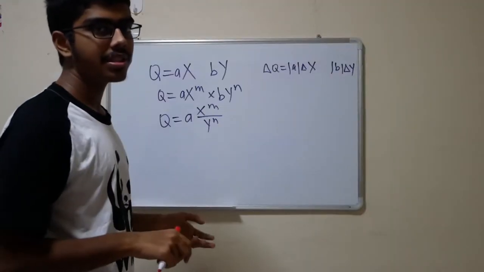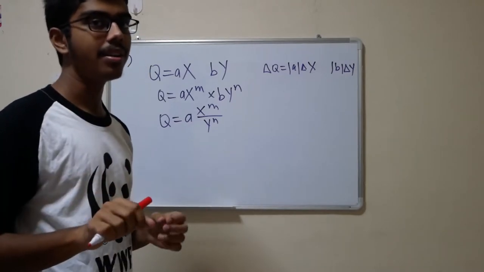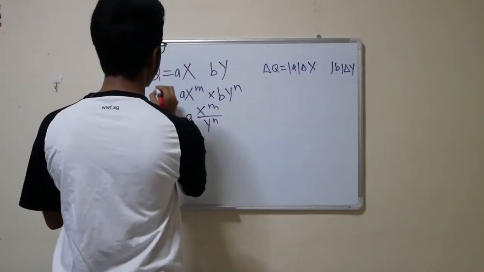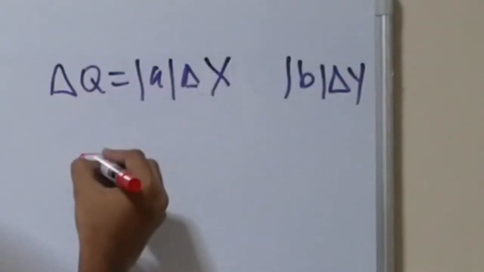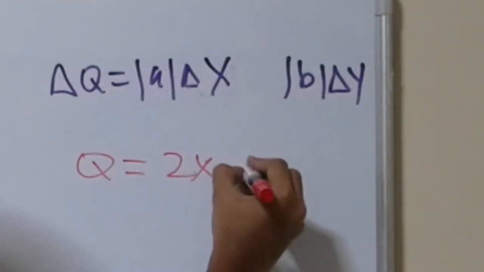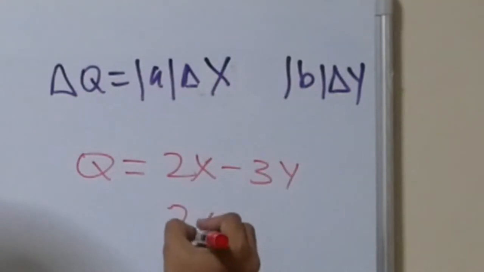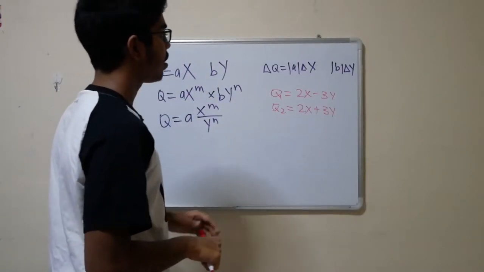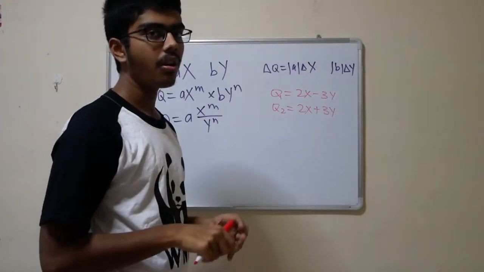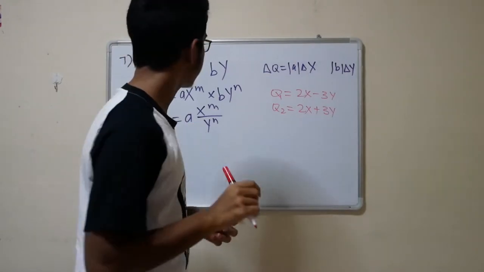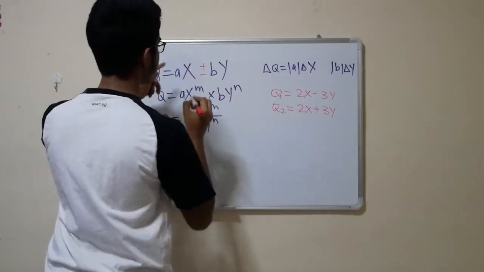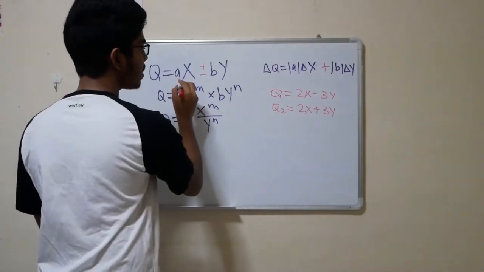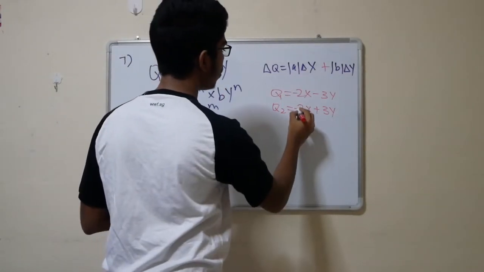Now I have concept number 7, which is like the 3 or 4 important formulas that you need to remember when finding the uncertainty. And they ask you this a lot of times in Cambridge questions. Number 1, they ask you some Q is equals to 2x minus 3y. And they ask you Q equals 2x plus 3y. This is Q2. What is the uncertainty of Q in both cases? Is it the same or different? It is the same. So regardless if this is a plus or it's a minus, this one will always be a plus, correct? So if this a is negative or positive, you always take the modulus.